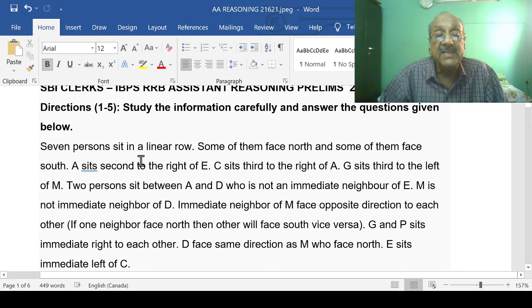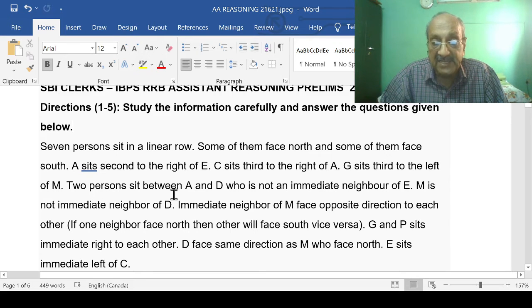7 persons sit in a linear row. Some of them face north and some of them face south. A sits second to the right of E. C sits third to the right of A. G sits third to the left of M. Two persons sit between A and D, who is not an immediate neighbor of E.